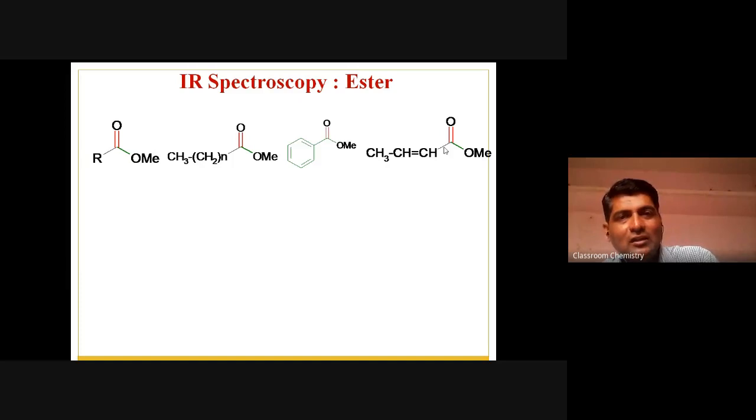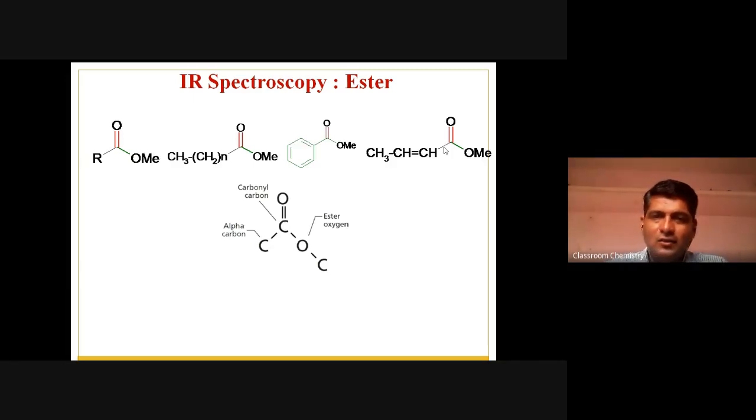Now we have to check which bond gives the higher frequency in the IR, so the higher frequency for the ester compounds. This is the structure. You can easily see there is a carbon-carbon bond, there is a carbon-oxygen bond, there is a carbon double bond oxygen, and there is one more oxygen-carbon bond. So all these bonds can give higher bands in the spectrum. This is the alpha carbon to the carbonyl. This is a carbon-carbon double bond, alpha carbon to the carbonyl. This is the C double bond O carbonyl group. This carbon is called the carbonyl carbon. This is the oxygen, and there is one more carbon.